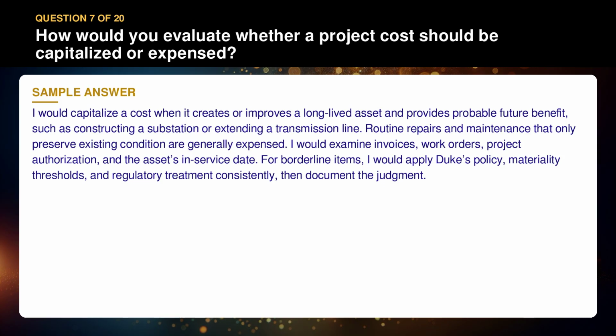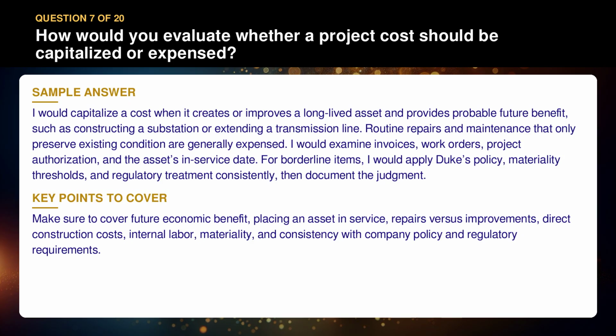Routine repairs and maintenance that only preserve existing condition are generally expensed. I would examine invoices, work orders, project authorization, and the asset's in-service date. For borderline items, I would apply Duke's policy, materiality thresholds, and regulatory treatment consistently, then document the judgment. Make sure to cover future economic benefit, placing an asset in service, repairs versus improvements, direct construction costs, internal labor, materiality, and consistency with company policy and regulatory requirements.